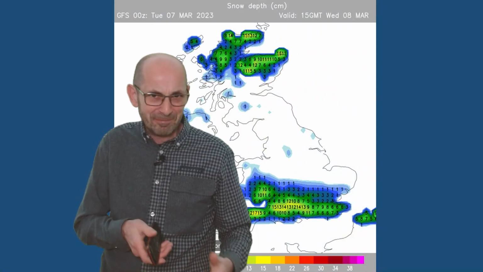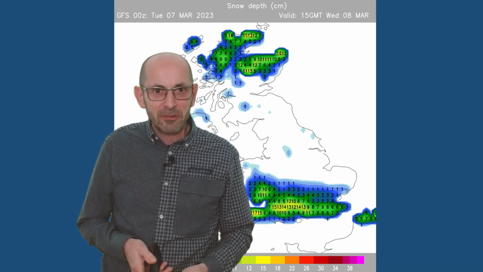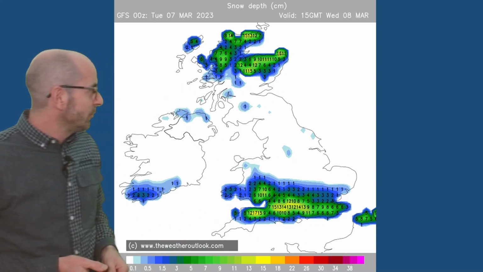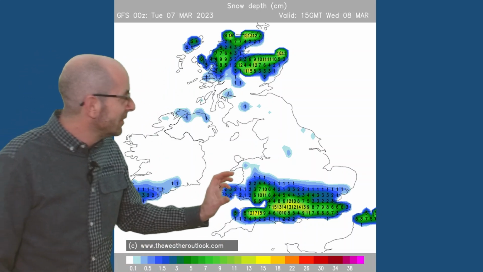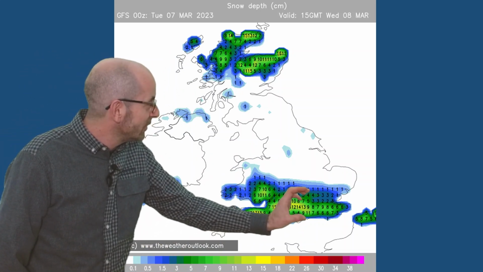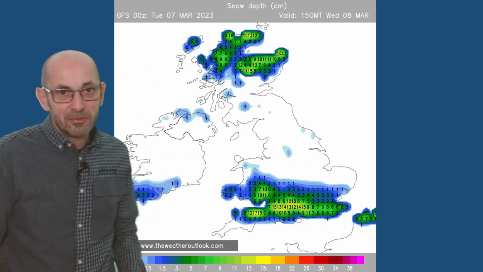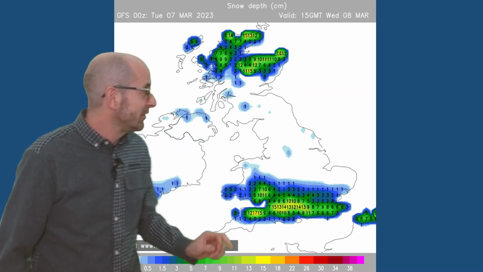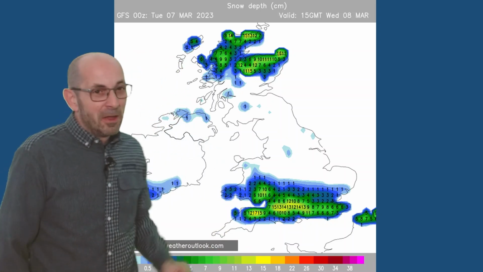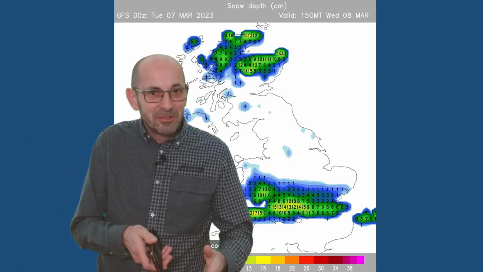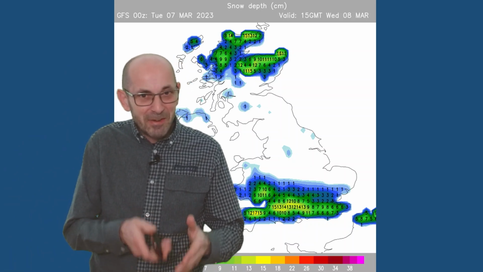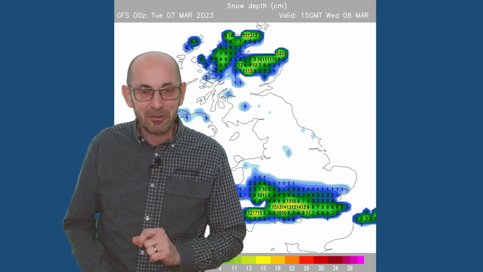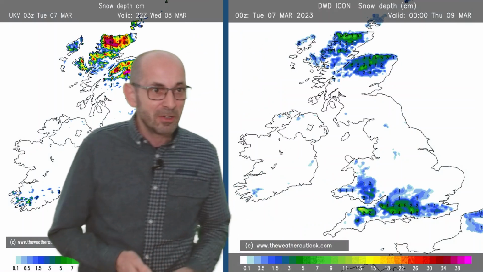Snow depths, well, this is the GFS forecast chart for 15 GMT, Wednesday the 8th. It's the model which the animation was based on, and taken at face value, there's a lot of snow in southern England and southern Wales. The yellow shading there indicating up to about 15 centimetres in these places. GFS does have a tendency to vastly overstate snow depths, at least in the UK and in my experience. So let's look at a couple more charts.